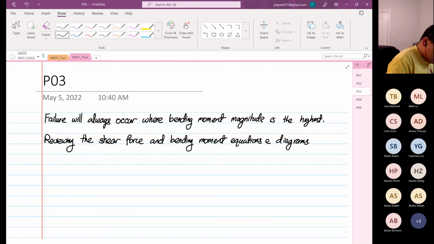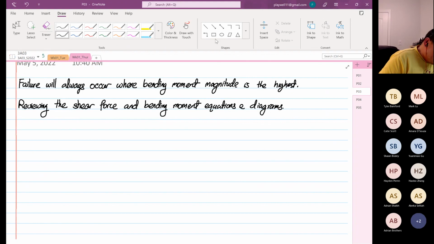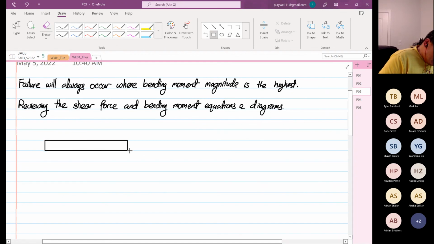Okay, so now we are going to review your shear force and bending moment diagrams. Doing this review, I'm going to show you this. We have drawn a cantilever beam before, right? We have drawn a cantilever beam before.